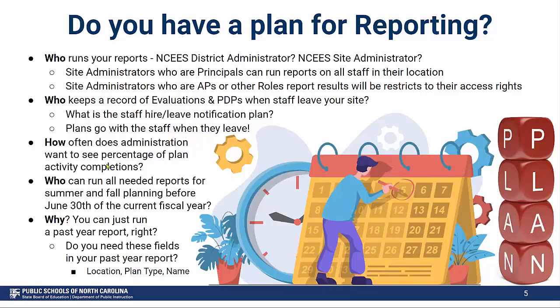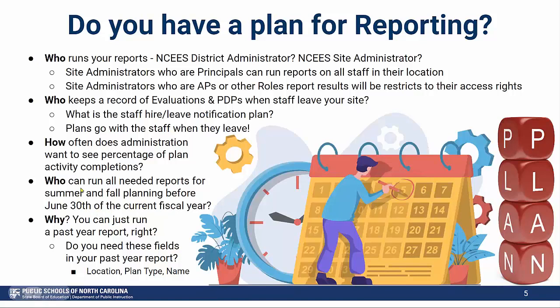And then how often does your administration want to see percentages of plan activity completions or other types of reports? So you need to know about when those kinds of reports are due and what kind of reports they might want to see. And then who can run all the needed reports for your summer and fall planning? I know we just got done with summer and we're into fall planning now, before June 30th of the current fiscal year.